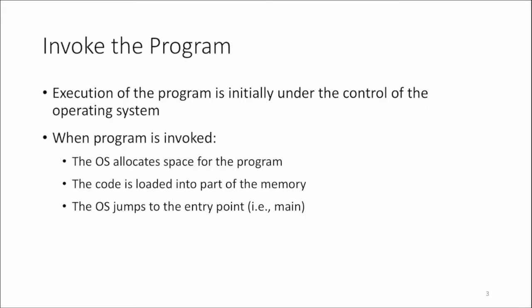So the execution of the program is under the control of the operating system. When the program is invoked, the operating system allocates space for the program. All of the code has to be loaded into memory from wherever it is, like on disk. The operating system then knows the entry point, the so-called main function, and starts executing, gives control over to the program so that it can start executing in user space.